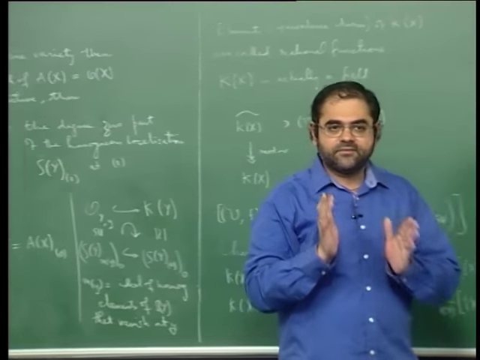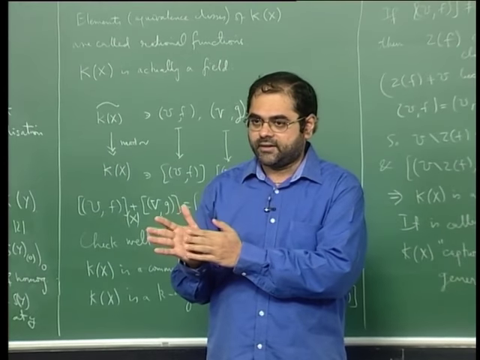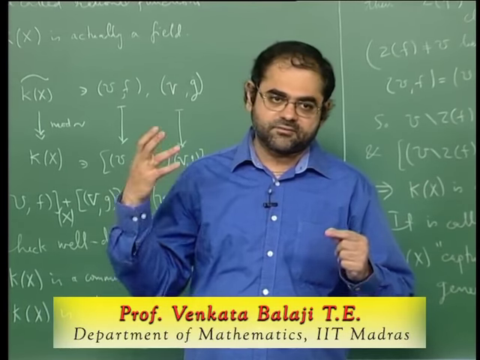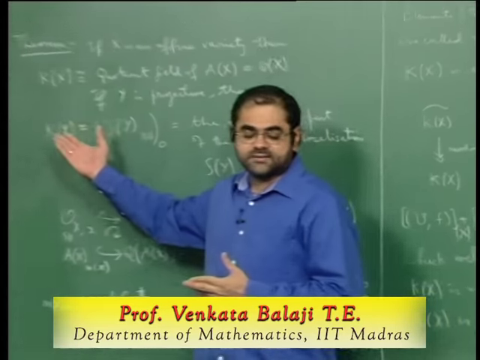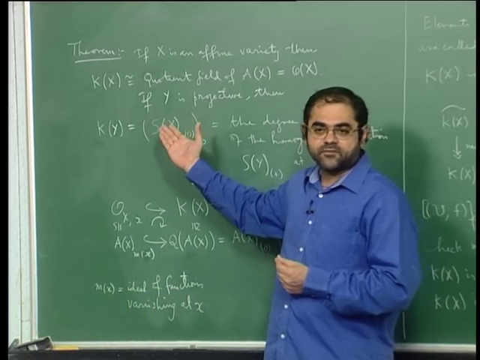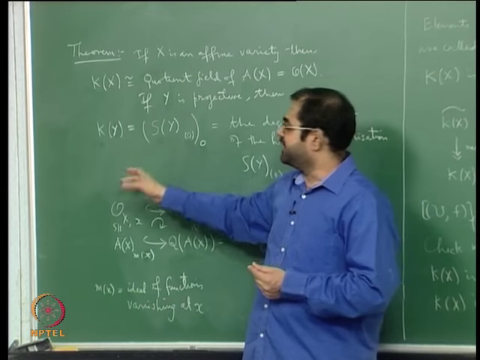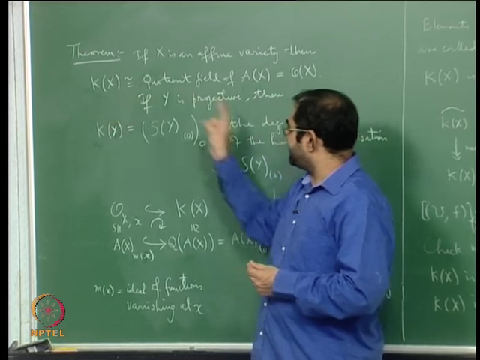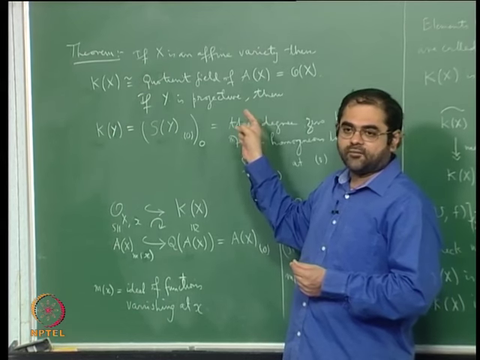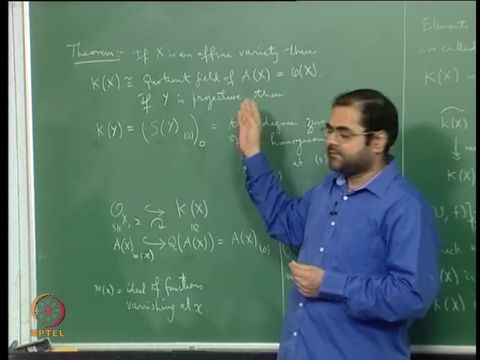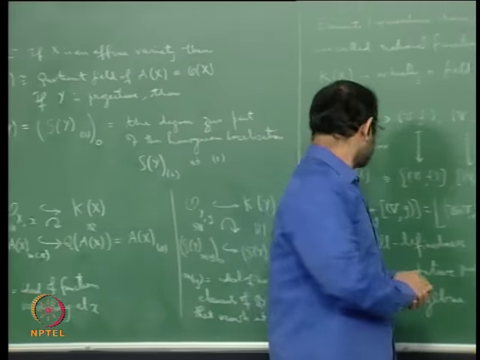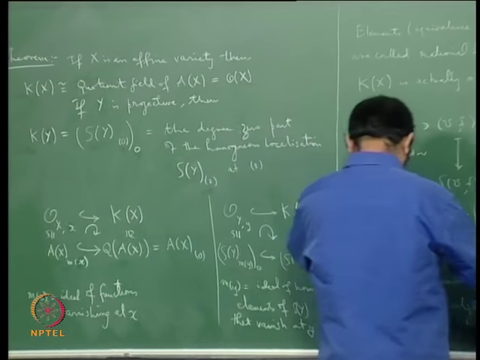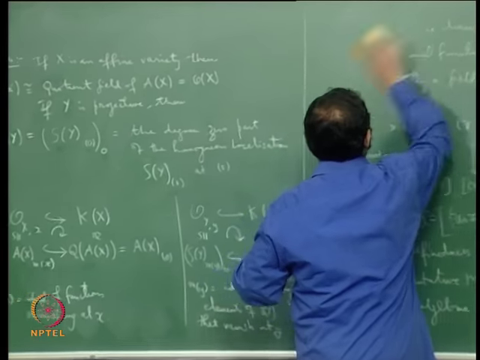The point is that we define something geometrically, and then we try to capture it using commutative algebra. That's the translation from algebraic geometry to commutative algebra. And this theorem tells you what this translation means for the function field. If it's an affine variety, then the function field is the quotient field of the affine coordinate ring. If it is a projective variety, then it is given by this, which also produces a field. So let's try to prove that.